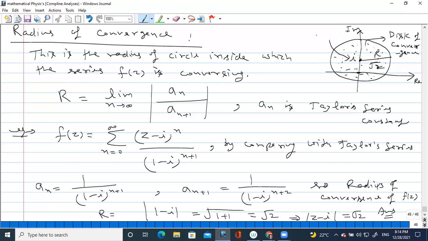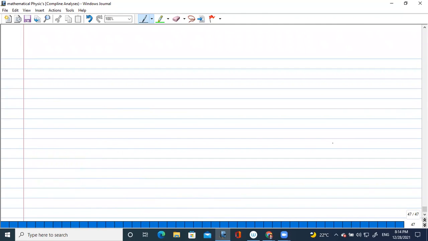Here i is the origin of the circle. Done. Yes, sir. Actually, we have made the circle only. For that only we are finding out the radius. But including all these points, we can call it a disk. Sometimes they can ask you what is a disk, so no need for confusion.